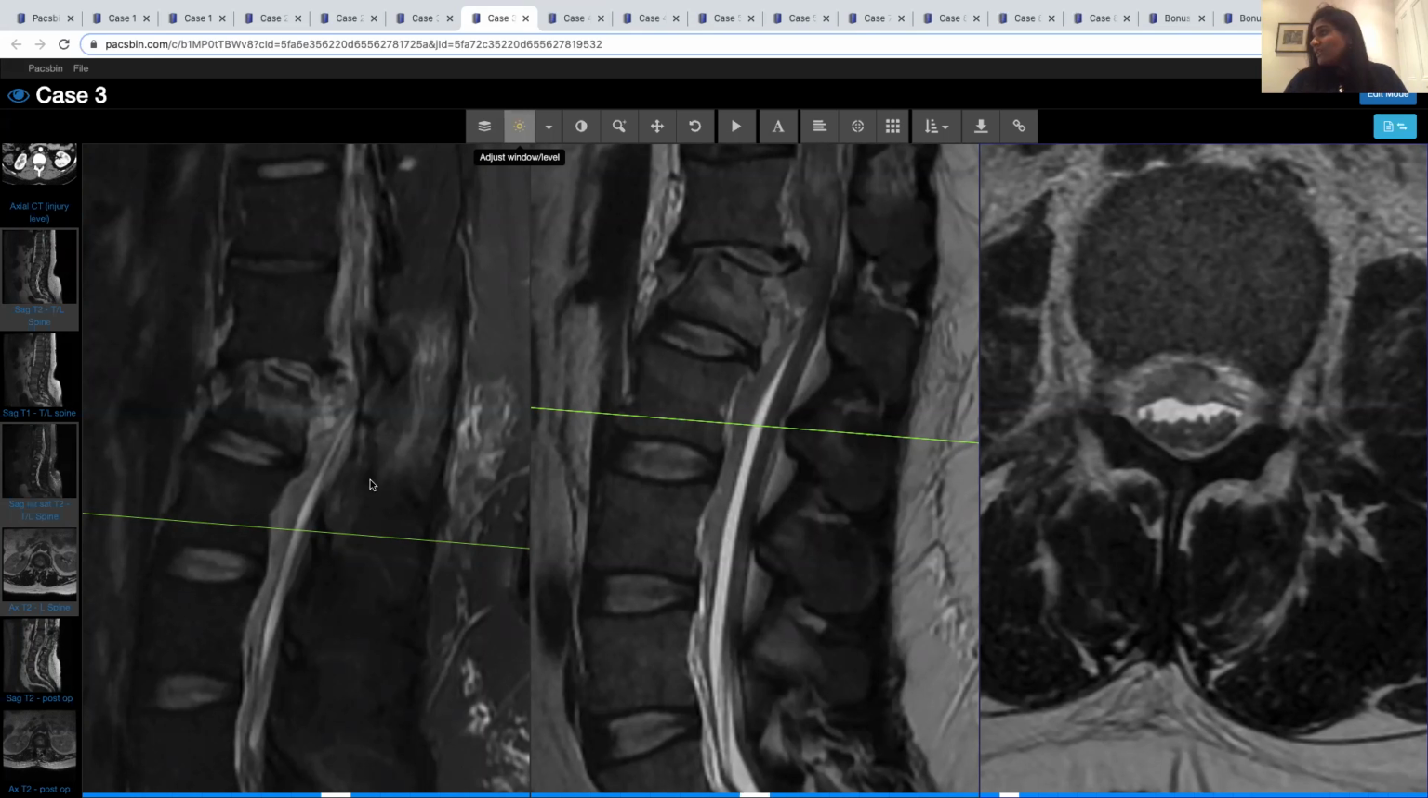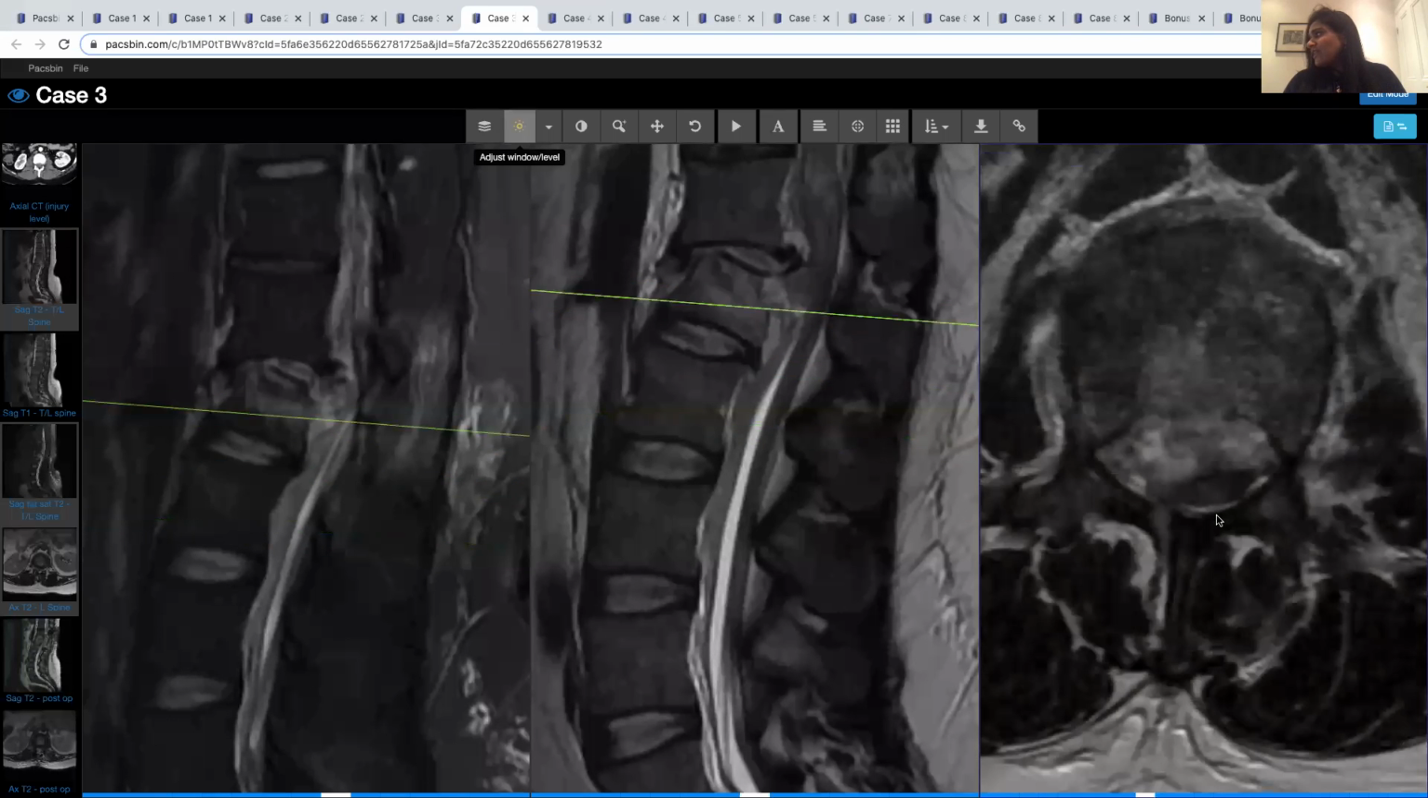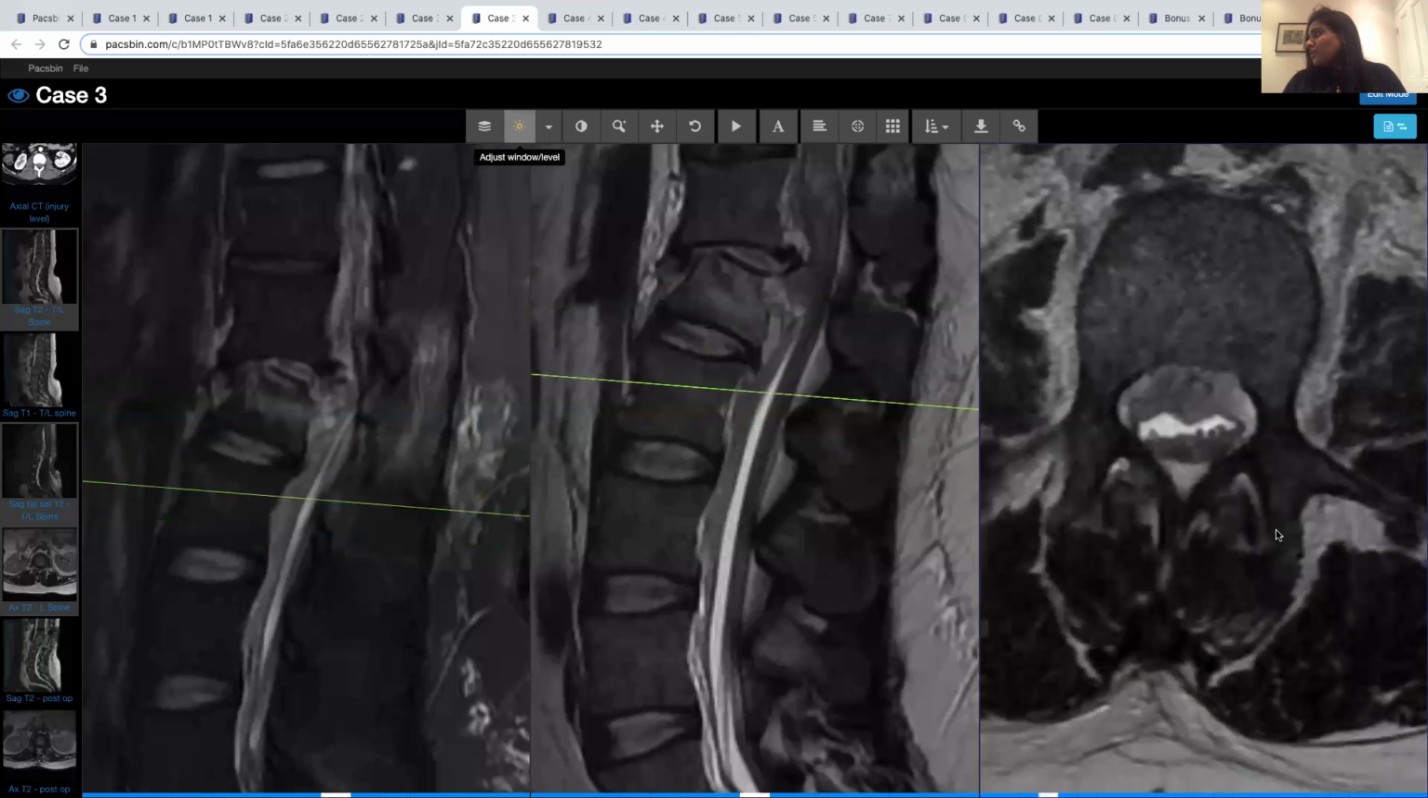So you can see here, again, that example of the complete burst. And you can see that there's retropulsion into the canal, and you can see that there is blood layering within that anterior epidural space. So if you look at the level of the fracture, here is the bone that's retropulsed into the canal. Here's that laminar crack. And as we go further down, you can see that there is epidural hematoma anteriorly.